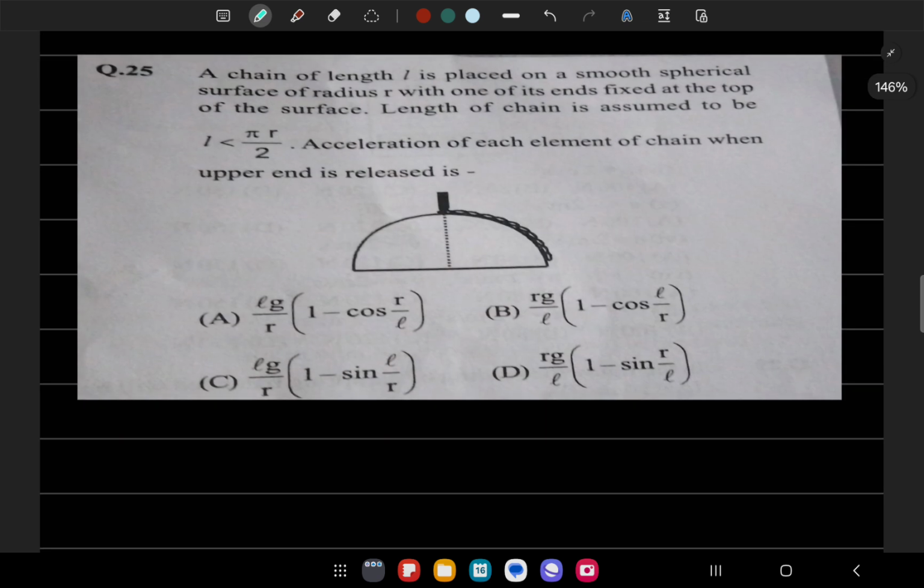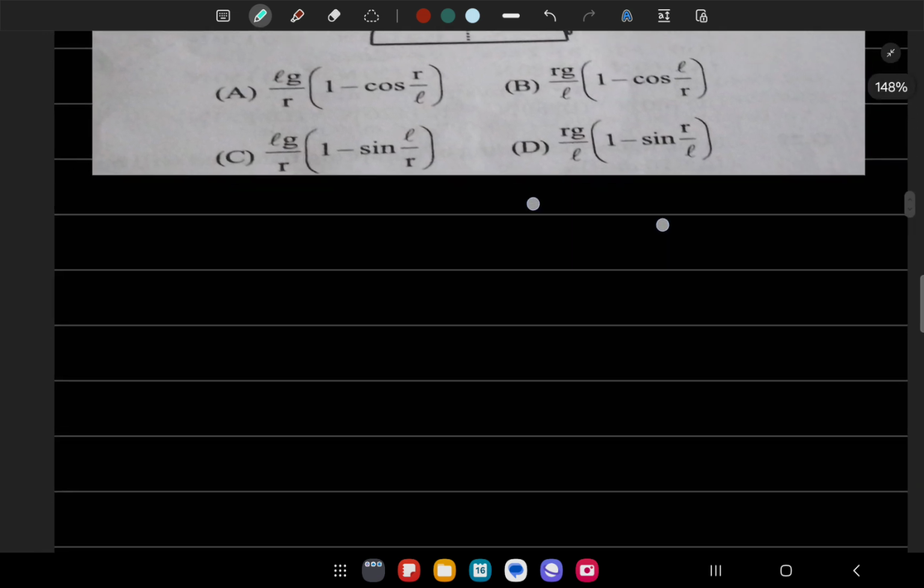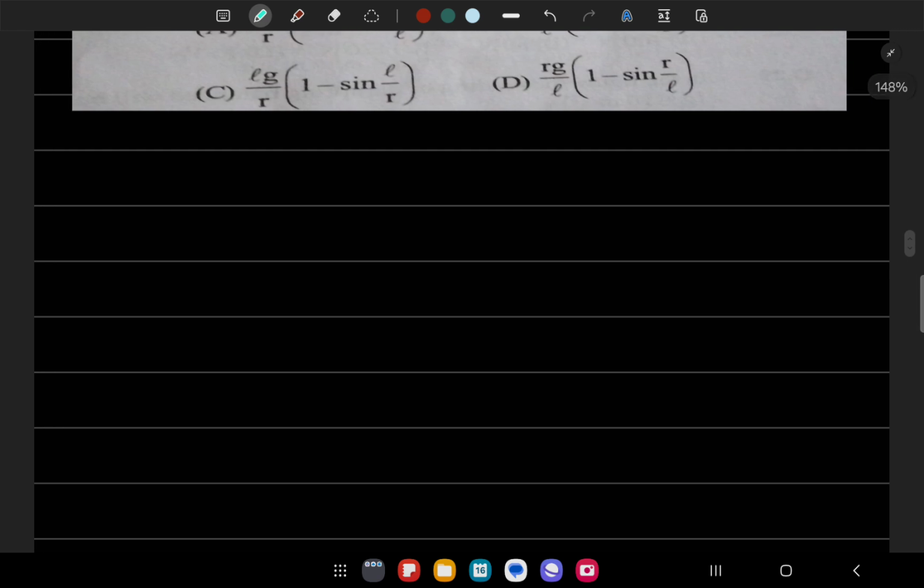So the chain of length L is given, and it is on a smooth spherical surface of radius r. The acceleration of each element of the chain when the upper end is released is asked. When each element is mentioned, we understand that we will be using differentiation and integration. So let's take a small element of the length L of the rope, namely x.